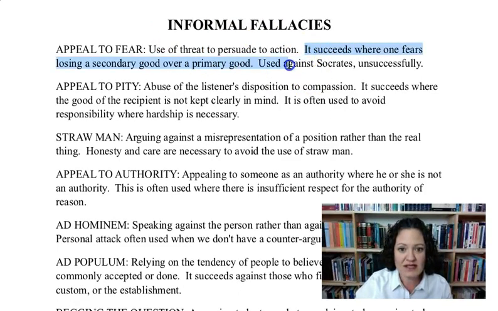Now, it didn't succeed against Socrates. Why? Because he had a primary good that he thought was more important than his physical life. What is that primary good? His intellectual life, his spiritual life. The meaning he got through doing philosophy was more important to him than his physical well-being. Right? So that was a long story to give you an example of the appeal to fear. It was used against Socrates unsuccessfully.